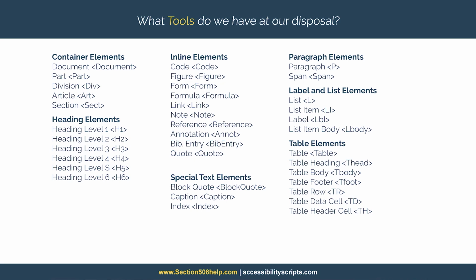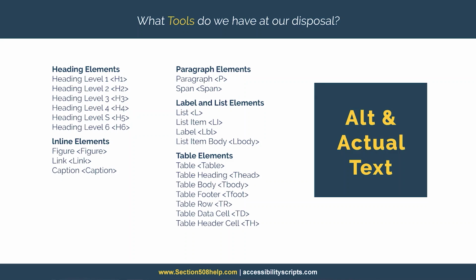So at our disposal, we have quite a few tags that we can use. Now we have document and part and div and all of these container tags that aren't really read by a screen reader. Then of course we've got all our heading levels, and then we've got some inline elements like form or figure. Of course, figure is the one we're most interested in, but not all of these tags are read by screen readers. Right? So the tools that we have to use in InDesign are a little more constricted. So we've got heading levels and figure and link and span and list and all your table stuff. So all of this is kind of at our disposal.